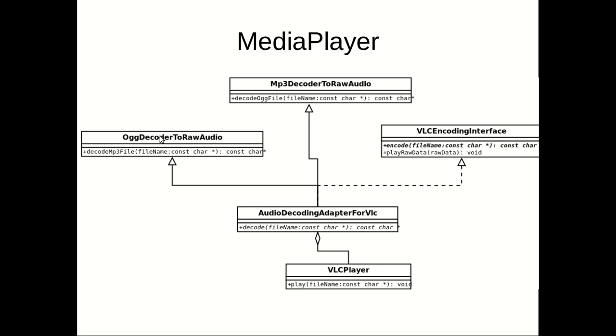And here is the main class who connects these various file formats to the VLC player interface. That means the audio decoding adapter will inherit the VLC encoding interface to enable the encode functionality, and it will use the play raw data, and based on the file name it will select the corresponding decoder. So he's the adapter who knows the both ends. Let's go to the program now.